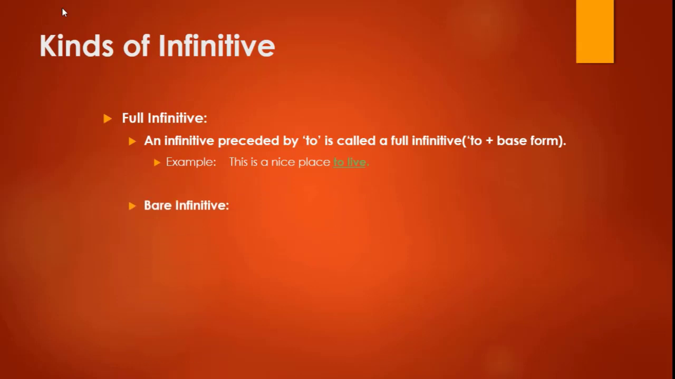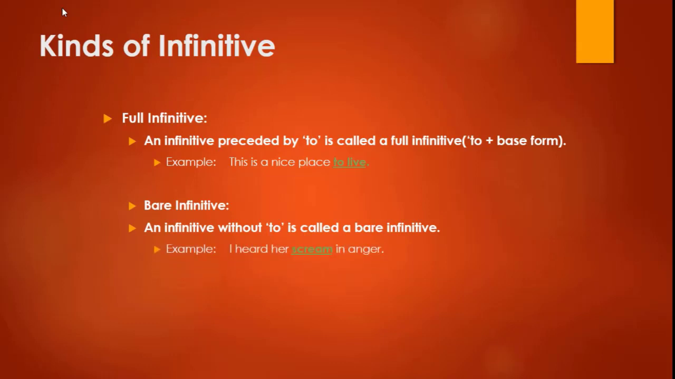Second kind of infinitive is bare infinitive. An infinitive without to is called a bare infinitive. Its example is, I heard her scream in anger. Scream is a bare infinitive.